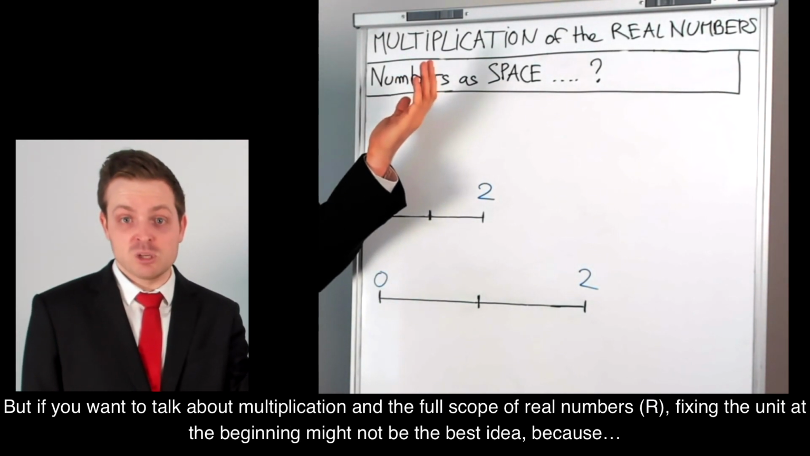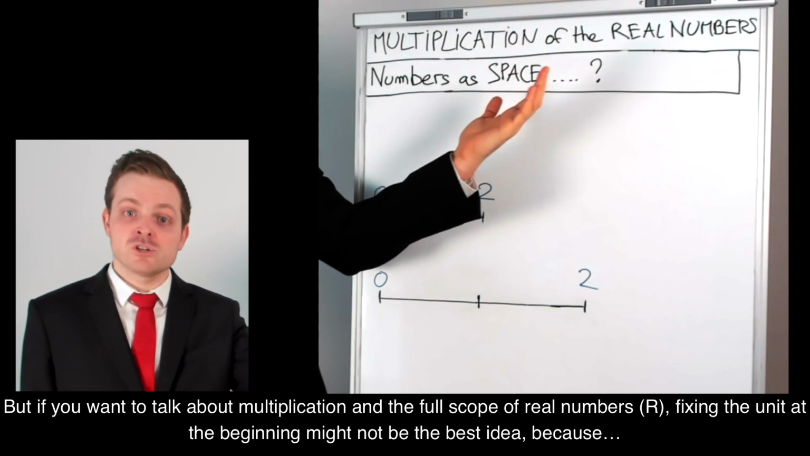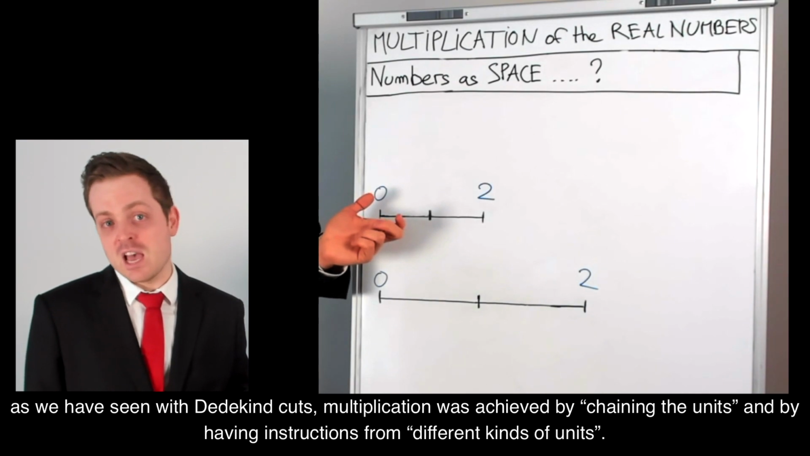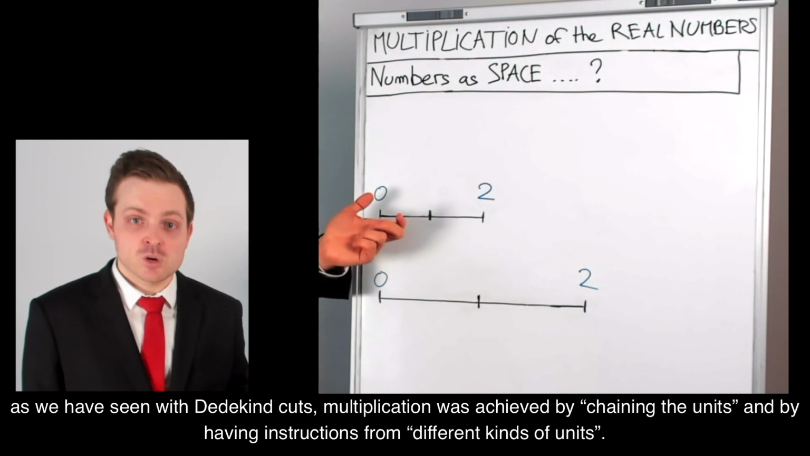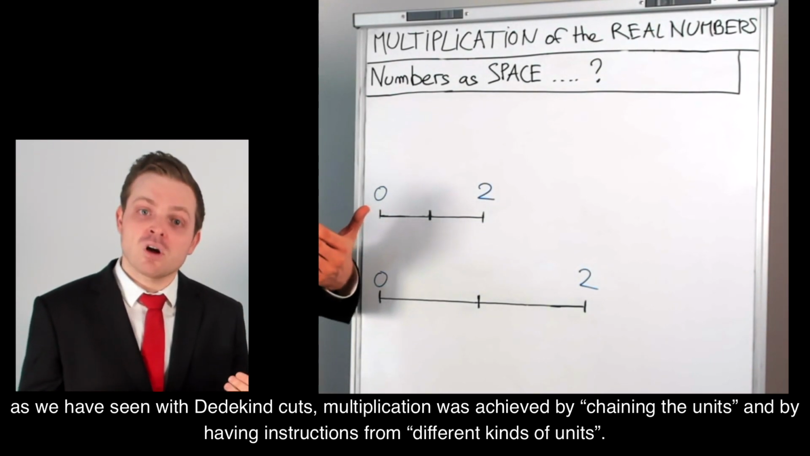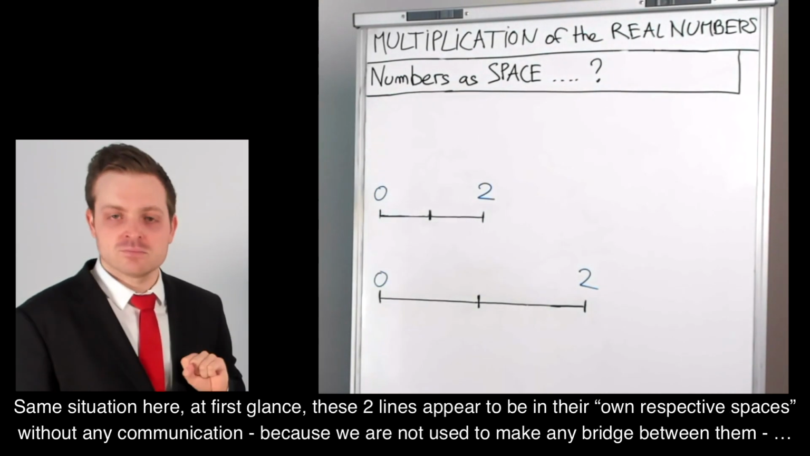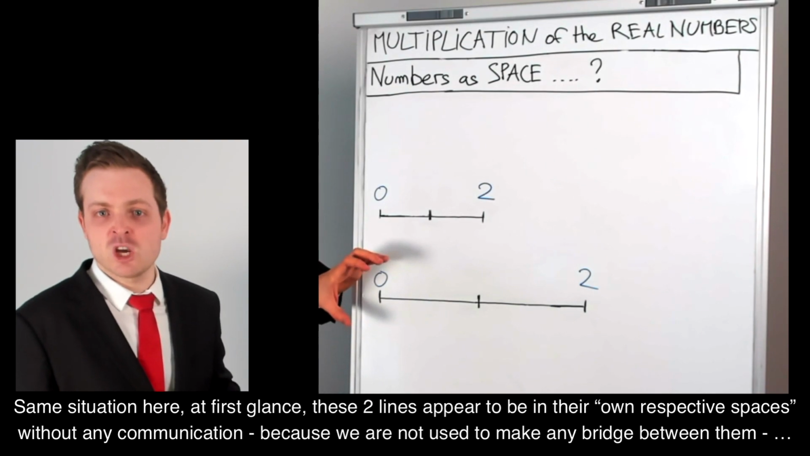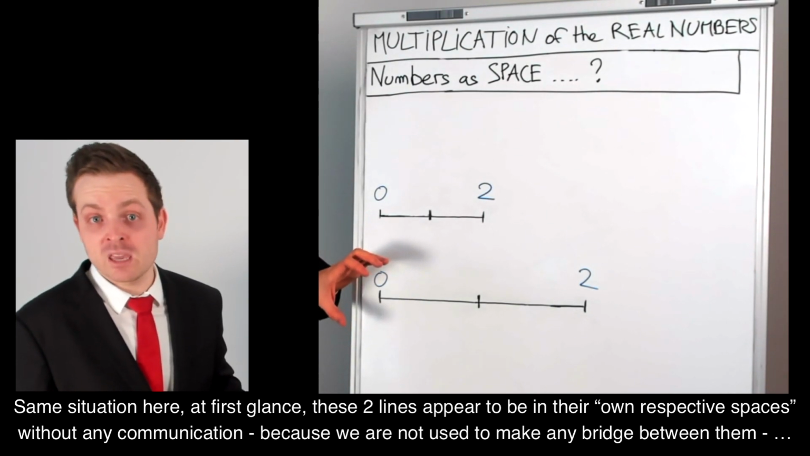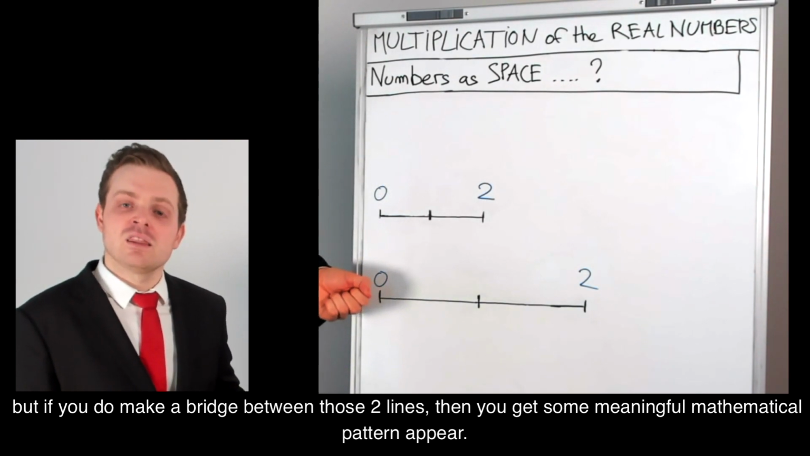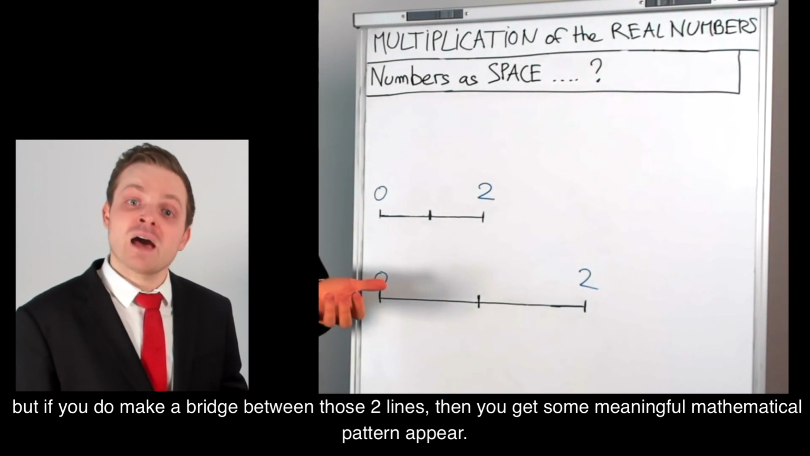If you want to talk about multiplication, about the full scope of real numbers, fixing the unit at the beginning might not be the best idea, because as we've seen with Dedekind cuts, multiplication was achieved by chaining the units and by having instructions from different kinds of units. Same situation here. At first glance, these two lines appear to be in their own respective spaces without any communication, because we are not used to making any bridge between them. But if you do make a bridge between those two lines, then you get some meaningful mathematical pattern appear.